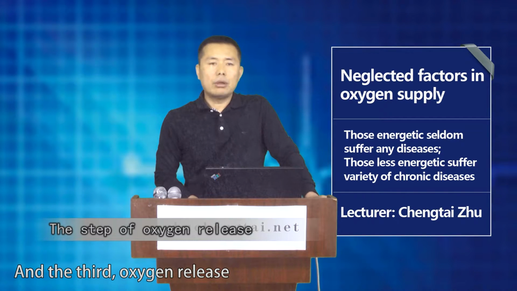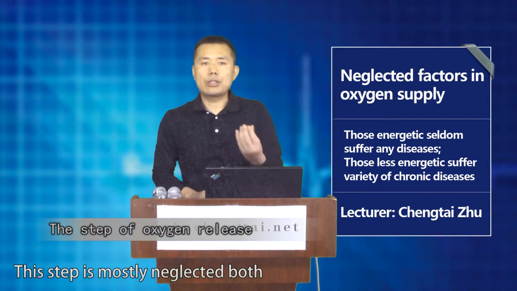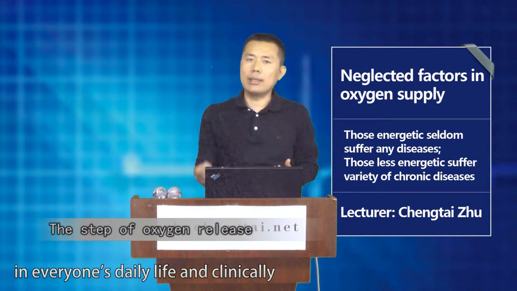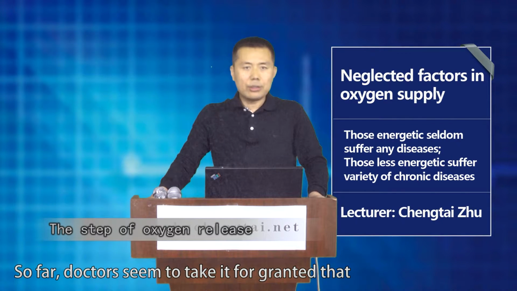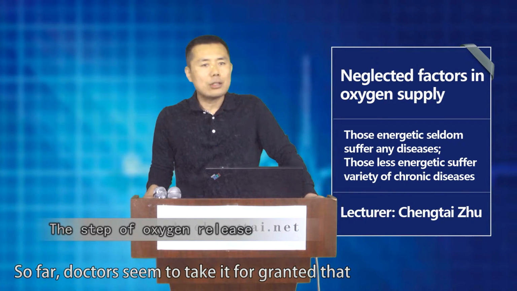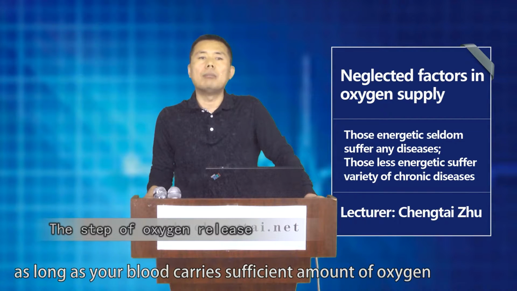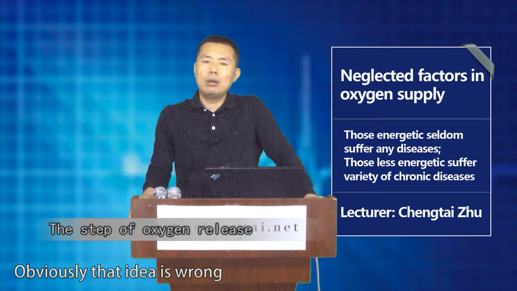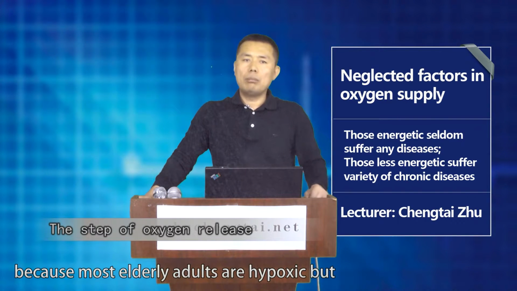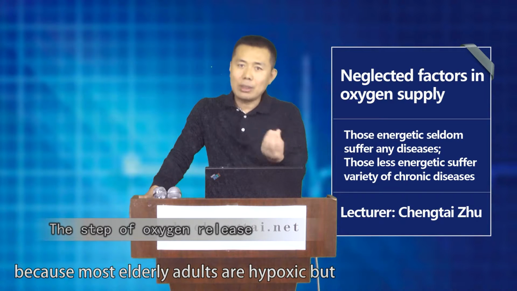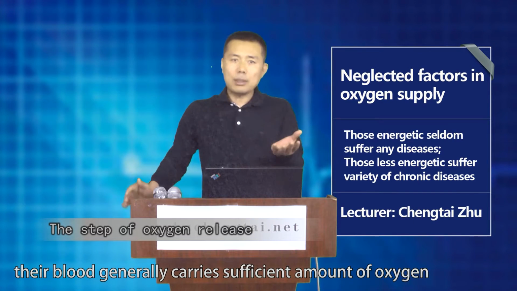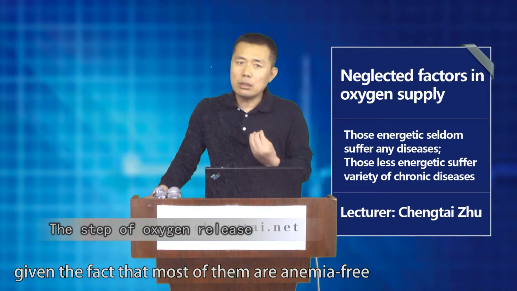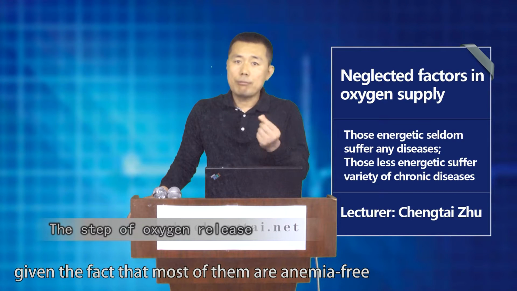And the third, oxygen release. This step is mostly neglected, both in everyone's daily life and clinically. So far, doctors seem to take it for granted that as long as your blood carries a sufficient amount of oxygen, you are supposed to be free of hypoxia. Obviously, that idea is wrong because most elderly adults are hypoxic, but their blood generally carries a sufficient amount of oxygen, given the fact that most of them are anemia-free.